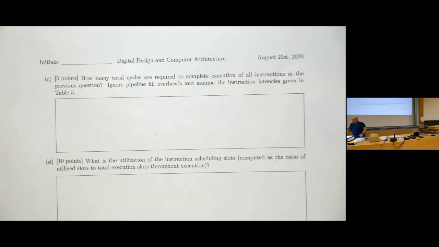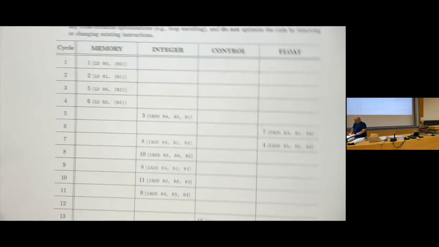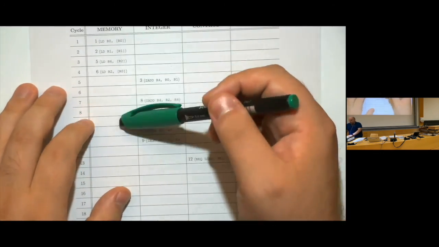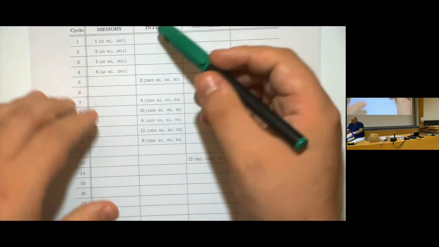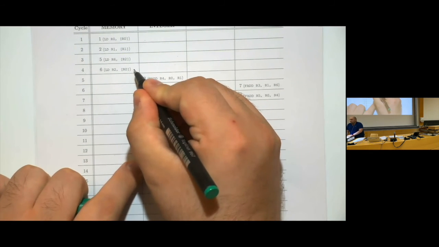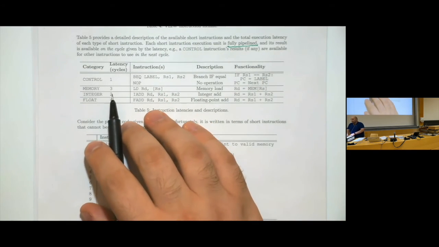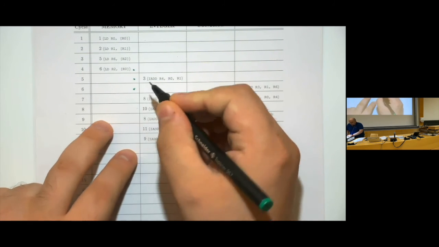So how many total cycles are required to complete the execution of all instructions in the previous question? Ignore pipeline fill overheads and assume that the instruction latencies are the ones given in table 5. So what we need to do now is basically see when the program completes. So when is the latest point at which we complete a memory instruction? All these have the same latency, so I'm just going to look at the very last one, and that one gets issued here and takes 3 cycles, right? Memory takes 3 cycles to complete. What that means is we're going to be done with memory instructions by cycle 6.